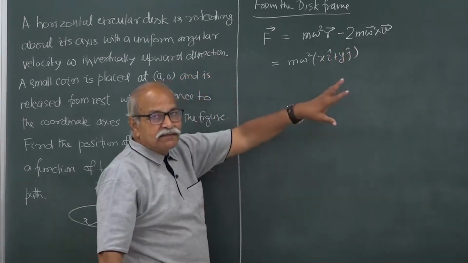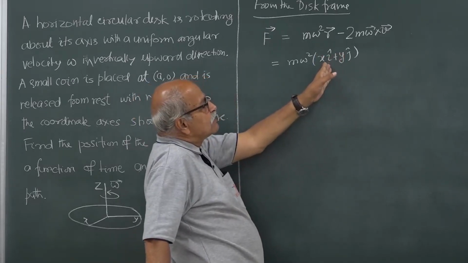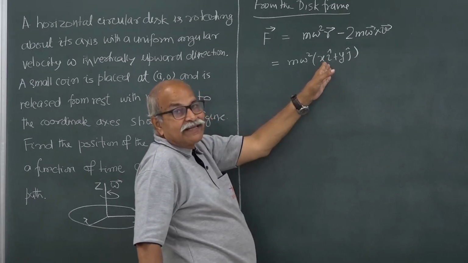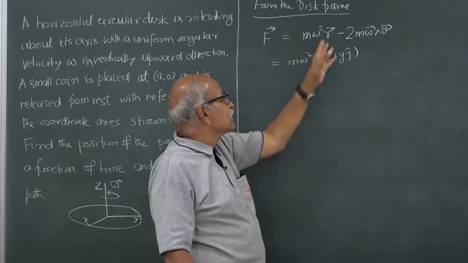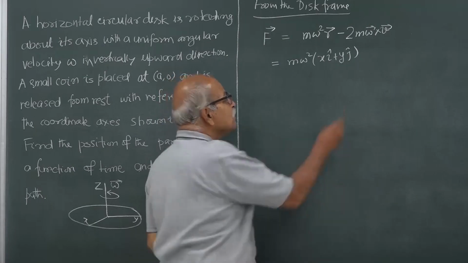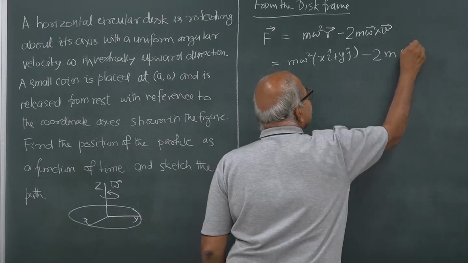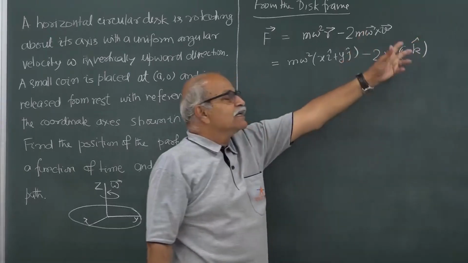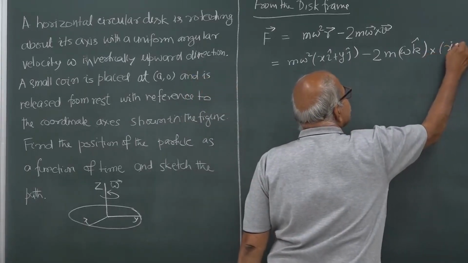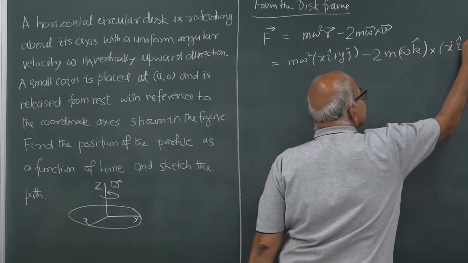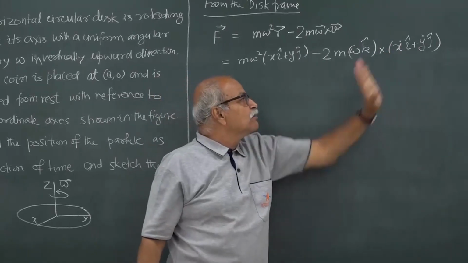Okay, so this we write as m omega square (x i cap plus y j cap). I am writing at a general time t. So, if the coordinates of the particle on the disc are x comma y with reference to the axis shown, then this position vector r is x i cap plus y j cap, and minus 2 m omega cross velocity, this omega vector is omega k cap, and velocity will be x dot i cap plus y dot j cap, the x component of velocity and y component of velocity.